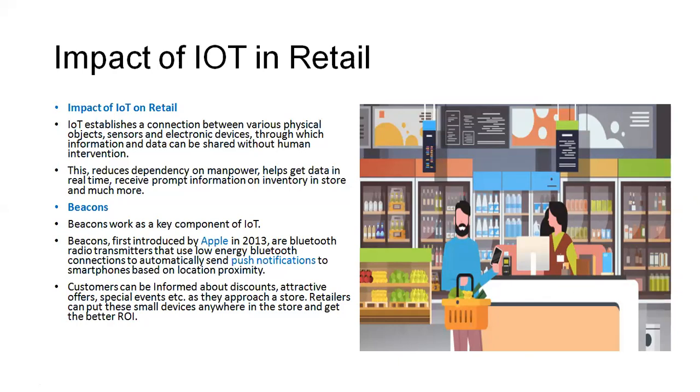Okay, so we have discussed the impact of IoT in retail. Beacons, a concept first introduced by Apple in 2013, are Bluetooth radio transmitters that use a low energy Bluetooth connection to automatically send push notifications to smartphones based on location proximity. Every time you are in the store, you will get a notification about extra discounts or many other things. This kind of beacon we will see in the smart store in the future.